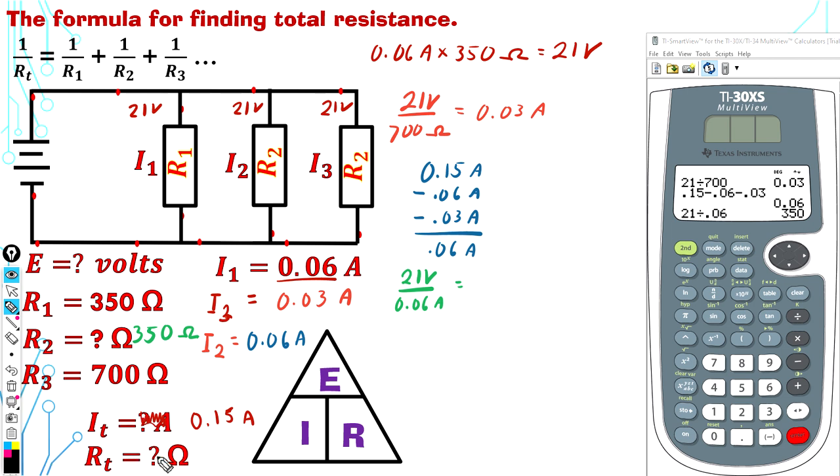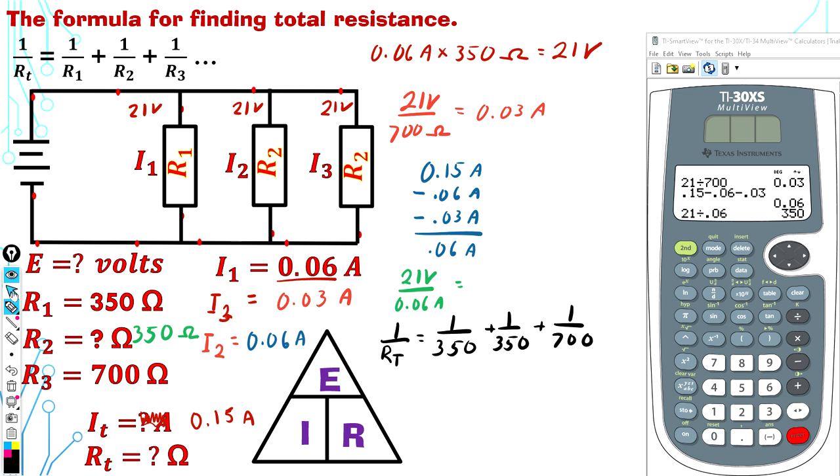All right, now I just need to get my total resistance using my formula up here with my calculator. It's not difficult. So I've got 1 over RT equals 1 over 350 plus 1 over 350 plus 1 over 700. Now I've had students who've tried to say, oh, 350 plus 350 plus 700, that's 1400, and they do 1 over 1400. Remember, we can't add fractions unless the denominators are the same. So don't do that.